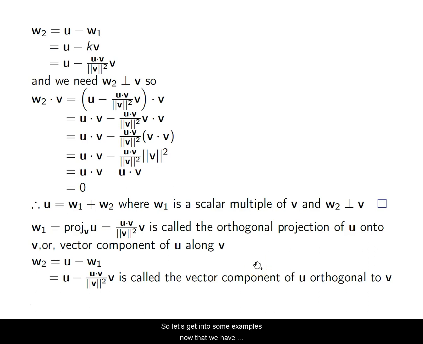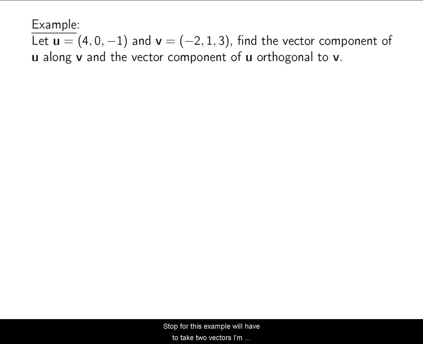Okay, so let's get into some examples now that we have some terminology, some formulas, some proofs, all the good stuff that you guys love from linear algebra, right? So for this example, let's take two vectors. I'm going to write them horizontally instead of vertically for right now, just to conserve space. Again, this should never trip you up. You can always write a vector horizontally or vertically. It's equivalent. It just depends on the way you want to look at it, right? So here we have the vector u, which is 4, 0, negative 1. V is negative 2, 1, 3.